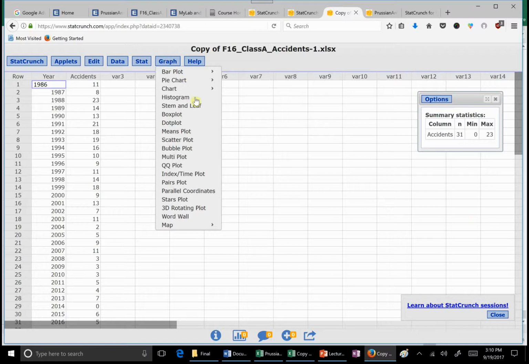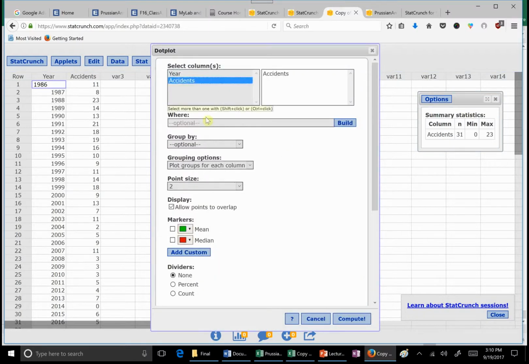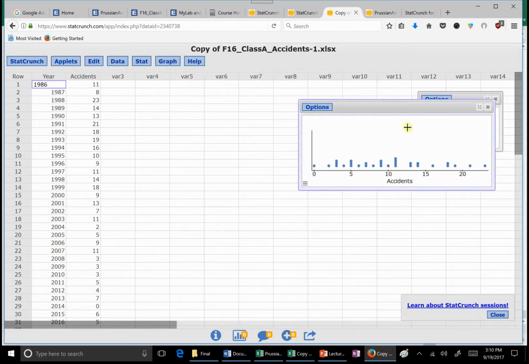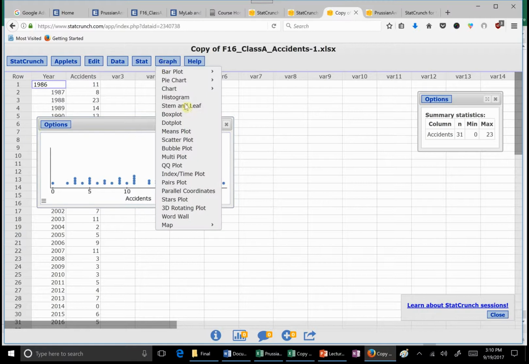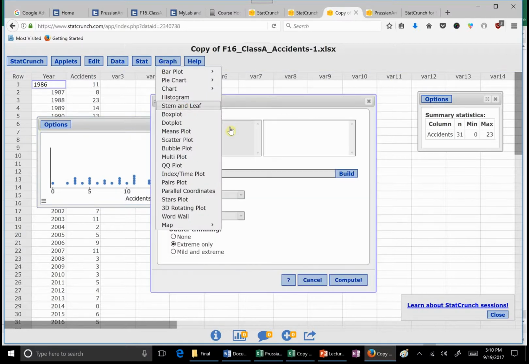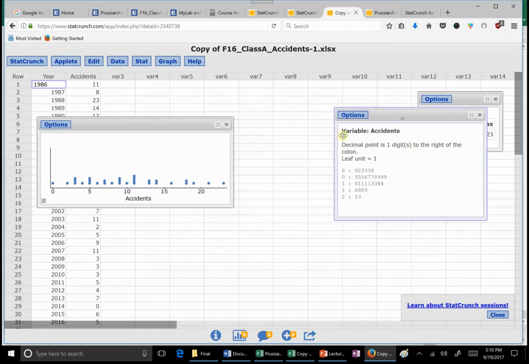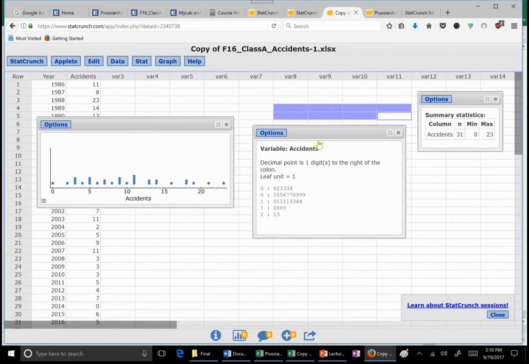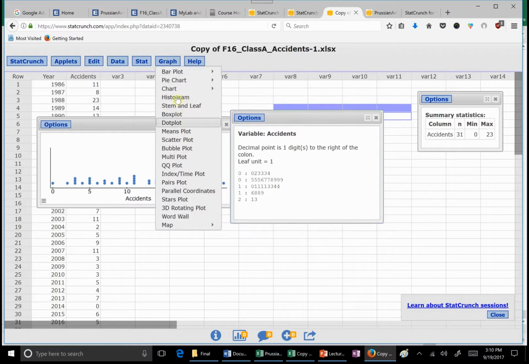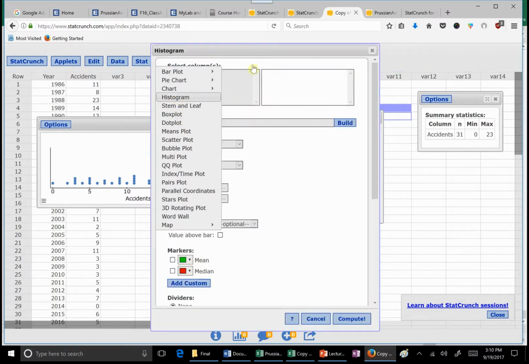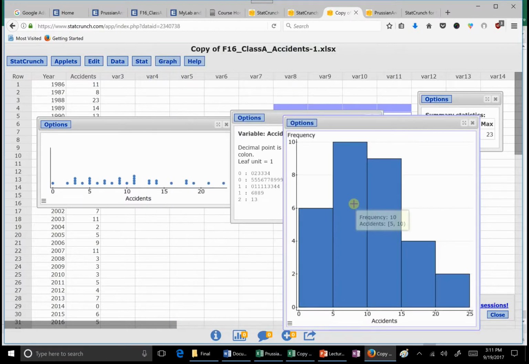So let's go ahead and let's try dot plot first. We can come back and add labels later. There's the dot plot. And we'll do the stem and leaf. There's the stem and leaf. And finally, we'll do the histogram. And there's the histogram.